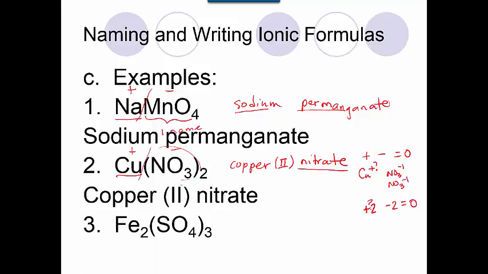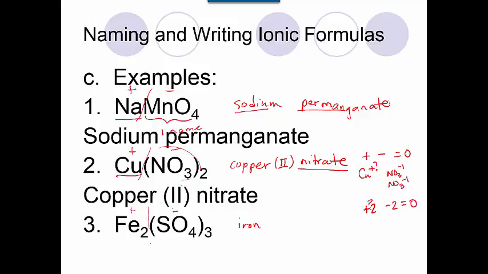The next one, we have Fe2(SO4)3, with the SO4 in parentheses with a 3. Fe is iron. We can look that up on the periodic table, and if you're not sure about where we are here, irons are positive, so SO4 has to be our minus.